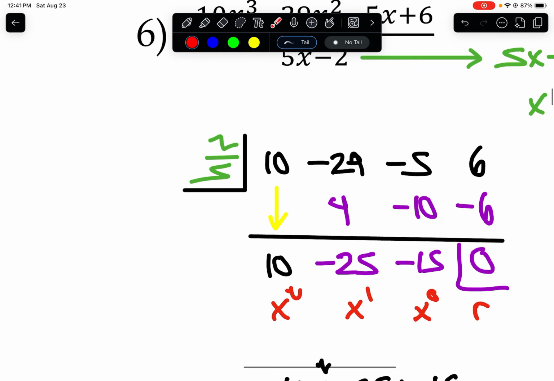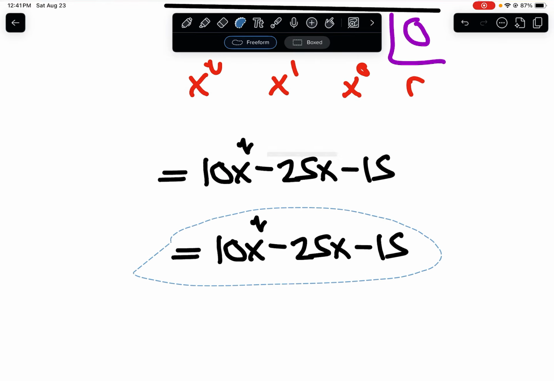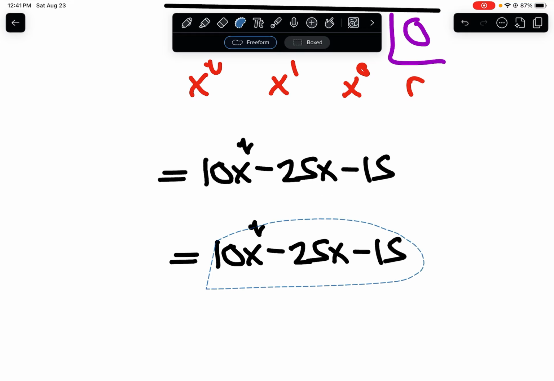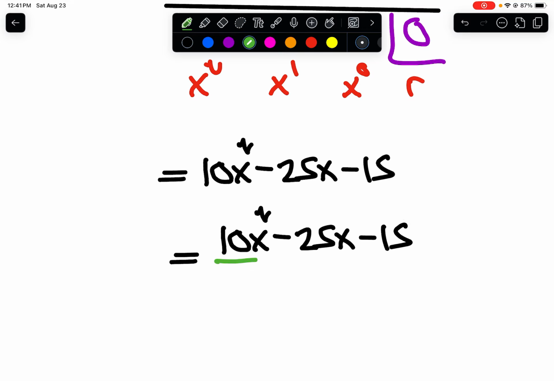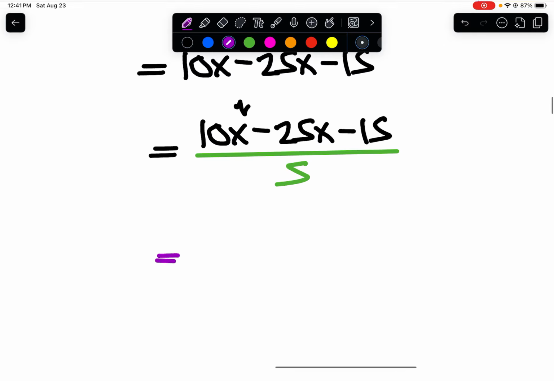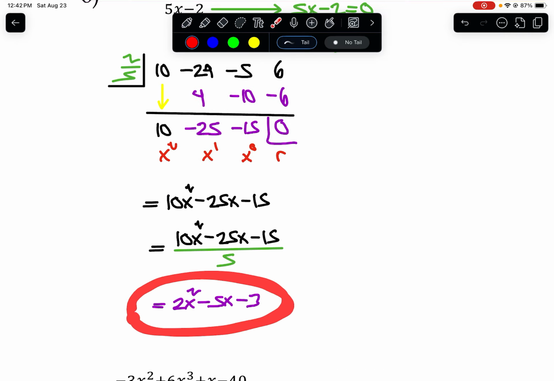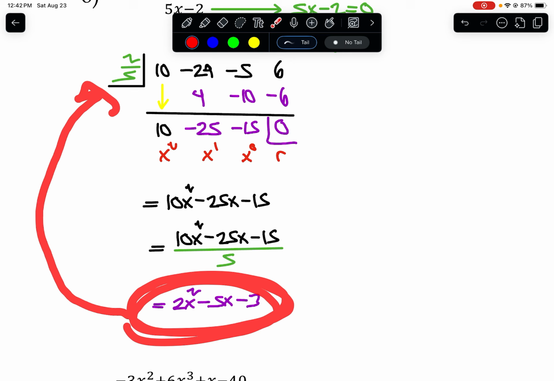So when you have a fraction over here, what you're actually going to do is you're going to take your entire value here, your quotient rather, and we're actually going to divide it by whatever denominator value we have, which in this case is going to be 5. So all these entries are going to get divided by 5. So that answer is going to give you 2x squared minus 5x minus 3. So this is actually your result when you do synthetic with a fraction.